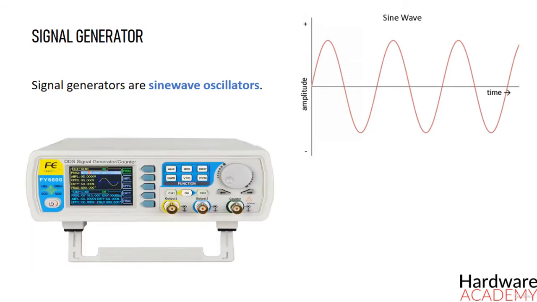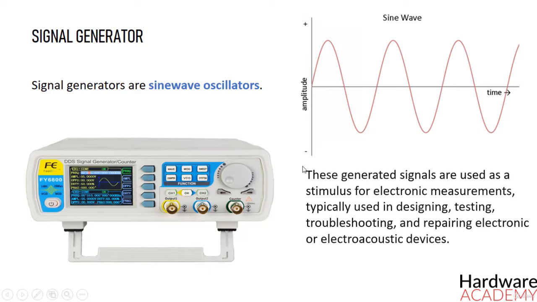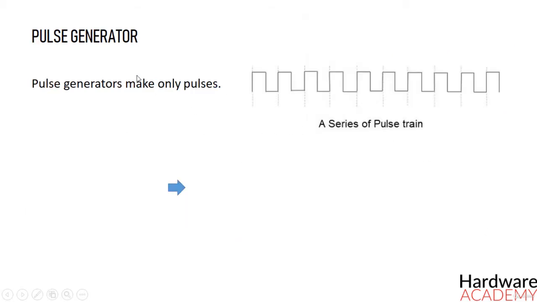Nowadays, these devices as well as most test instruments are available in configurations that allow you to program the frequency or amplitude from a computer or other digital instrument. And now if you ask what's the purpose of a signal generator, well, these generated signals coming out from the signal generator are used as a stimulus for electronic measurements, typically used in designing, testing, troubleshooting, and repairing electronic or electroacoustic devices. Alright, now let's talk about pulse generators.